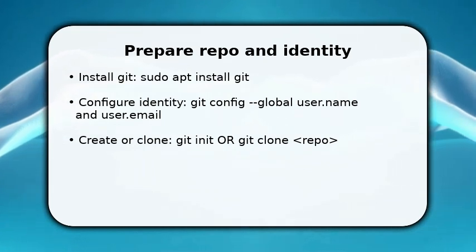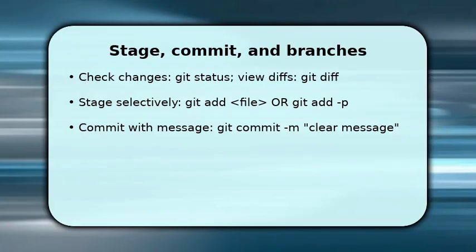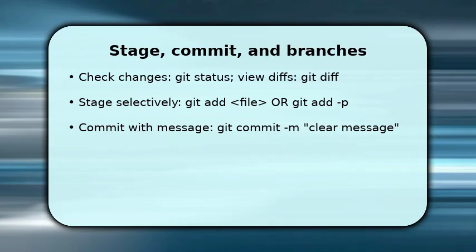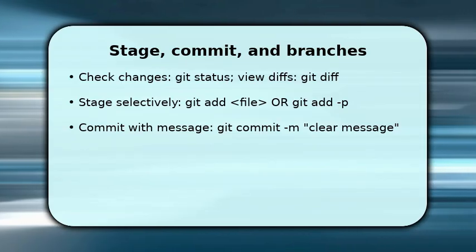You now stage and commit changes while organizing work with branches. First, inspect changes with git status and git diff to understand edits. Then stage only what belongs together. Use git add file for whole files or git add -p to pick hunks. Commit frequently with clear messages. git commit -m "message" records a snapshot.